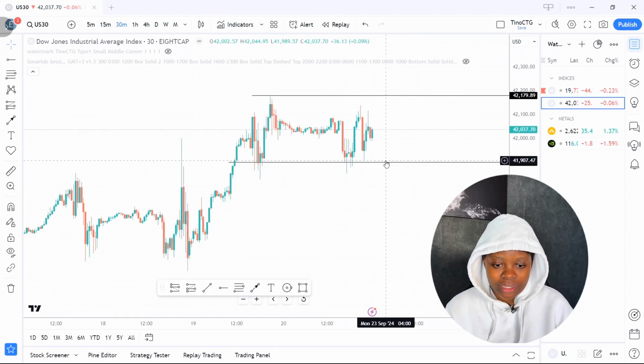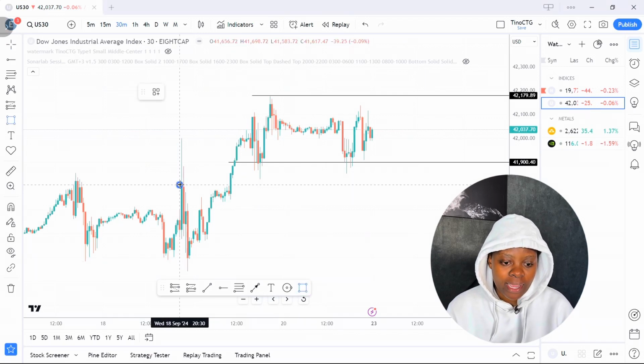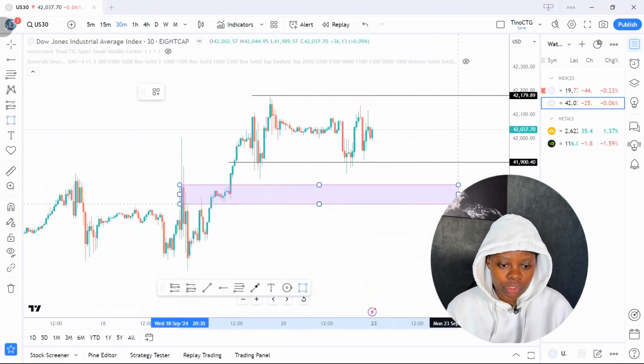So when you're trading this, you really want to be careful. If you see it breaking out of this, you want to just exit the market, right? But a good entry for a buy, I would probably want to target this zone right over here, right?